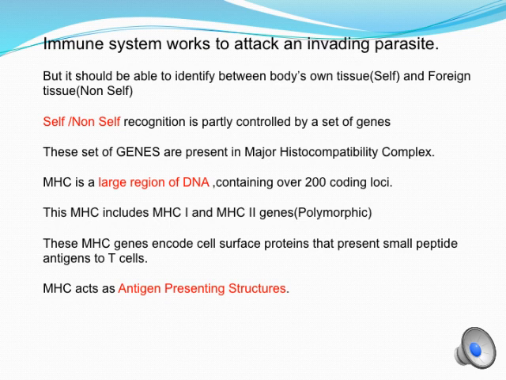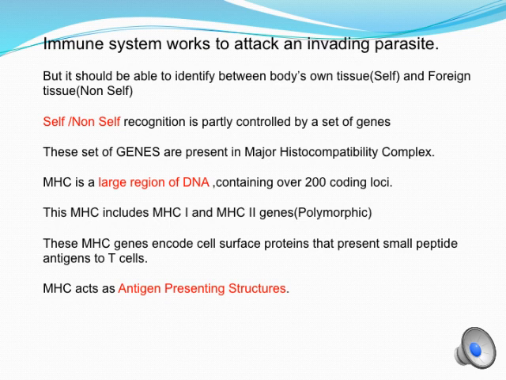Now MHC can be divided into various types, MHC 1 and 2. They are polymorphic, like they don't have a specific structure, they are polymorphic in nature. You have MHC 3 also, but MHC 3 is not in your curriculum, so we are not discussing MHC 3.